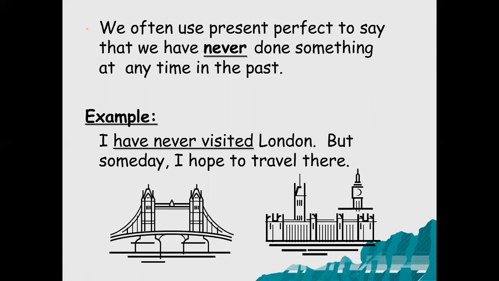And then the other one, we often use present perfect to say that we have never done something at any time in the past, okay? Jadi, the use of present perfect, kita bisa gunakan ketika kita ingin menyampaikan sesuatu yang belum pernah kita lakukan di masa lampau. Okay, as you can see in the example, I have never visited London, but someday I hope to travel there. So it has not happened yet, okay? Jadi itu belum terjadi. So you can use present perfect to explain the sentences, okay?